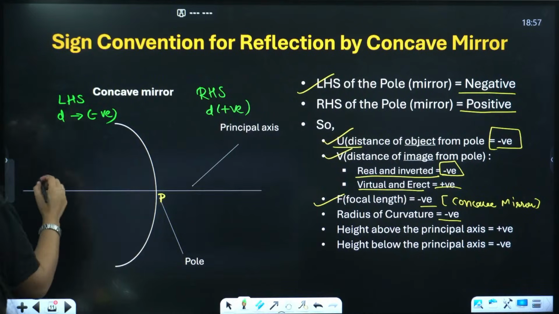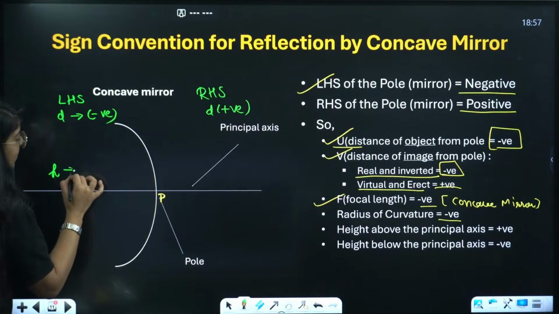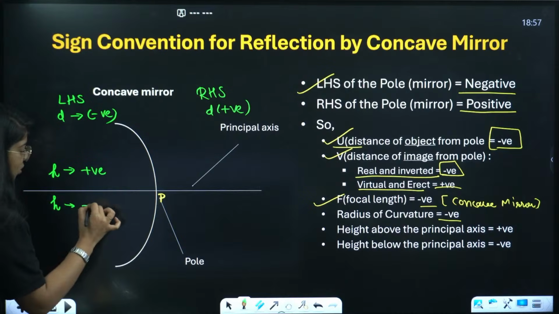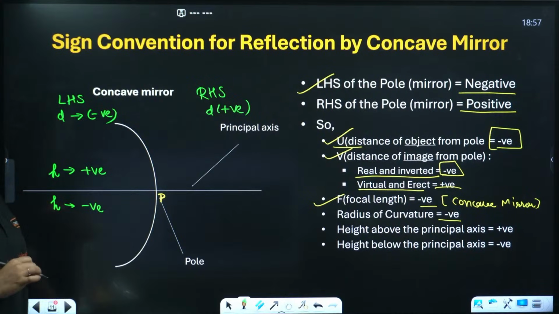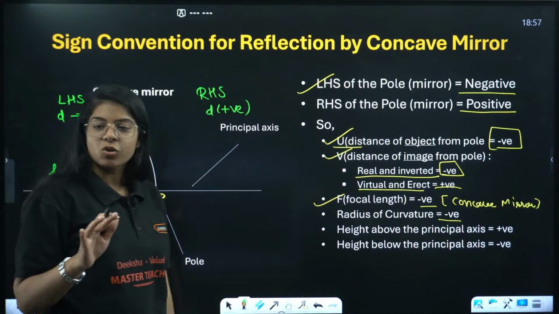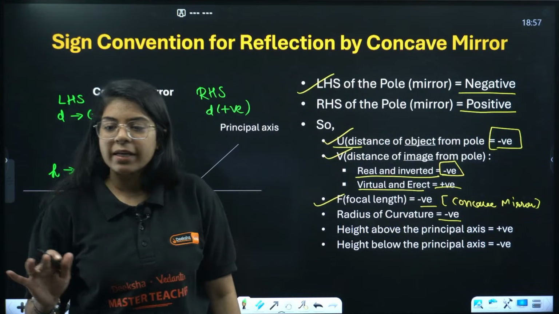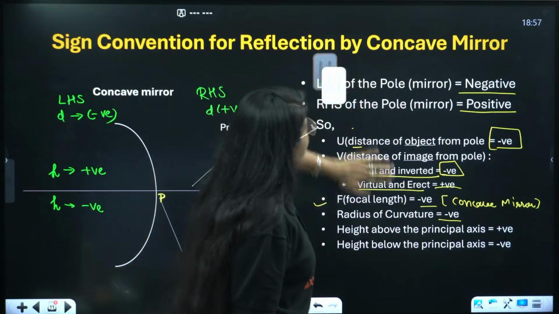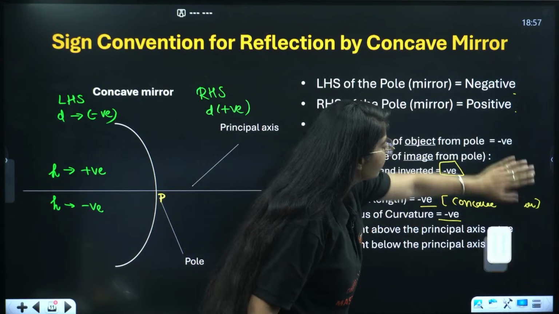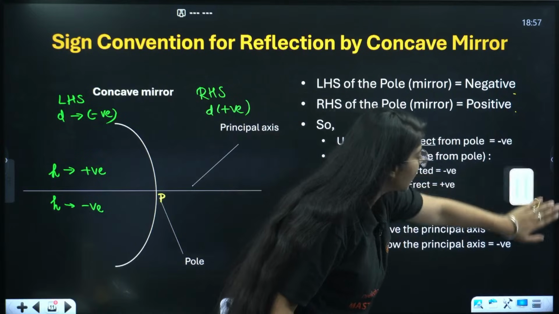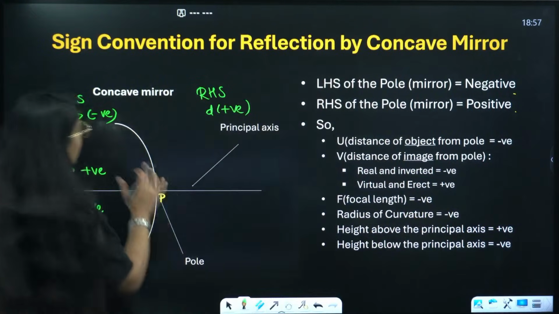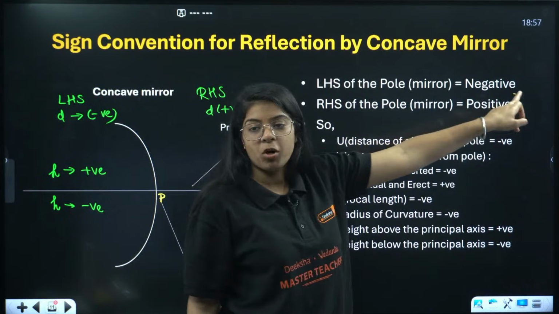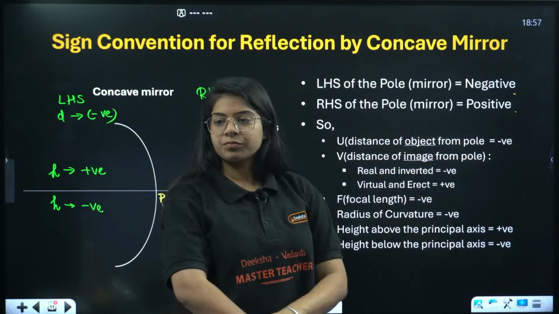Now height above the principal axis is always positive. Height below the principal axis is always negative. Done? Till here everything is good. Now this is everything I've written. See, left hand side of the pole is negative, I've already told you. This is the pole. Left hand side negative, right hand side positive. Done?